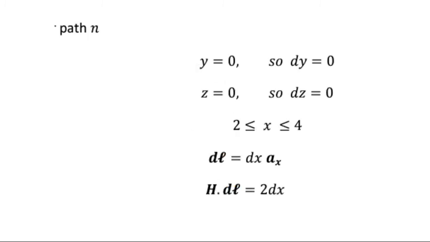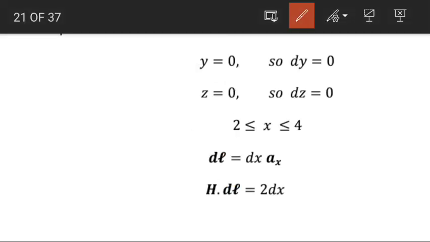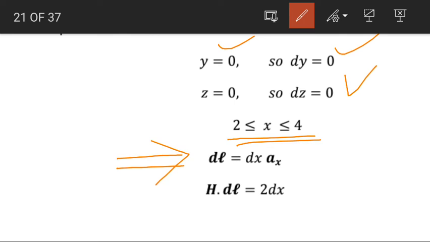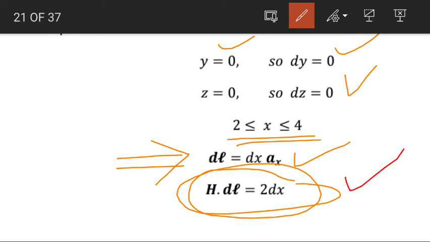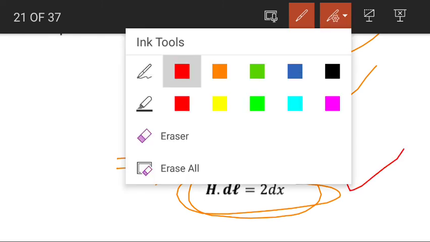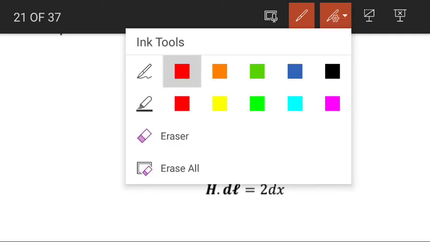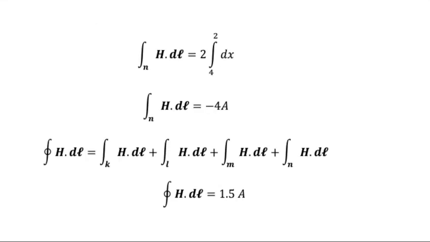Let us consider this path over here. We consider path n, where y is 0, definitely dy will be equal to 0, z is 0, so dz will be equal to 0, and x is changing from 4 to 2. So definitely the differential length vector will be equal to dx ax. And if we calculate the scalar product of h dot dl, it results in 2dx.